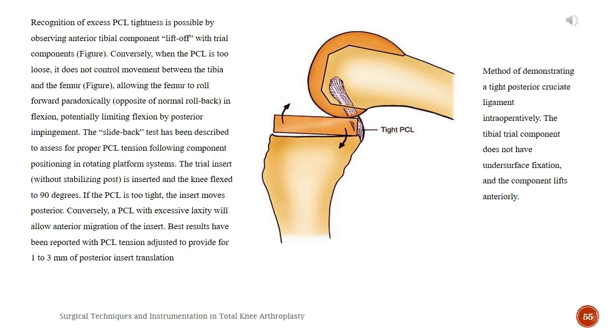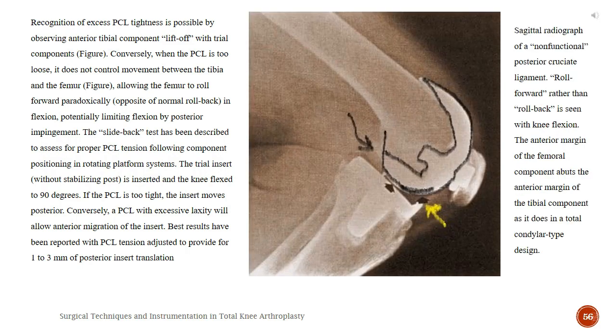The tibial trial component does not have undersurface fixation, and the component lifts anteriorly. Recognition of excess PCL tightness is possible by observing anterior tibial component liftoff with trial components, figure. Conversely, when the PCL is too loose, it does not control movement between the tibia and the femur, figure, allowing the femur to roll forward paradoxically, opposite of normal rollback, in flexion, potentially limiting flexion by posterior impingement.